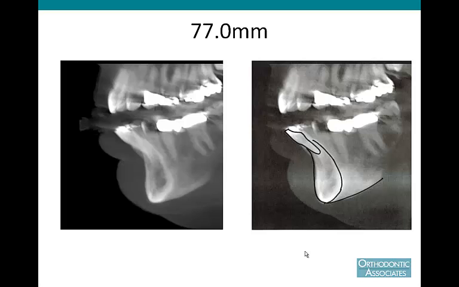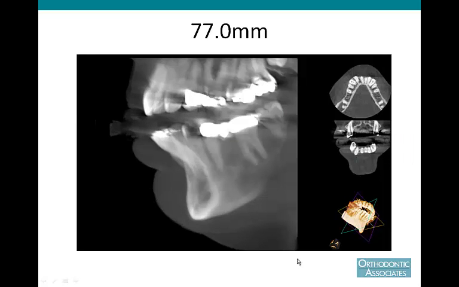If you take a look at this image on the left and then the tracing of that on the right, it appears that that lower incisor has fairly normal bone around it. It's maybe a little bit procumbent, but it does appear to be a healthy bone. Now that slice is a 77 millimeter slice. It's about equivalent to the standard cephalometric x-ray we take for orthodontics.